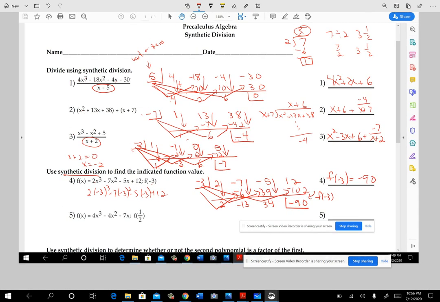All right, so let's try 1/2. So if I put 1/2 in the box, let me see if I can do it right here. Then it would be 4, negative 7. This one's tricky. It's missing the constant term. You'd have to remember to put that placeholder. Okay, bring down the 4. Now, half of 4 would be 2.